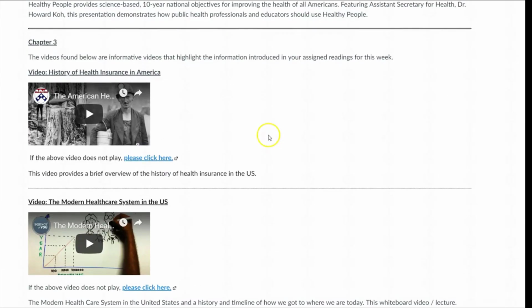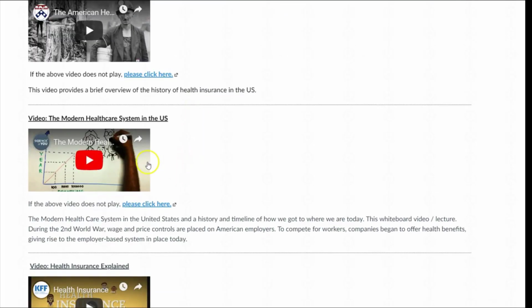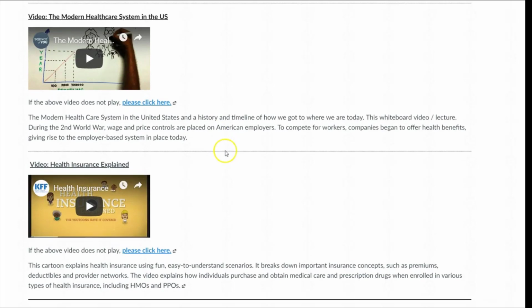Then jumping to chapter 3, the first video talks about the history of health insurance in America. Then the second video talks about the modern healthcare system in the US. And then the last video touches on health insurance explained. So it highlights and breaks down different insurance concepts.